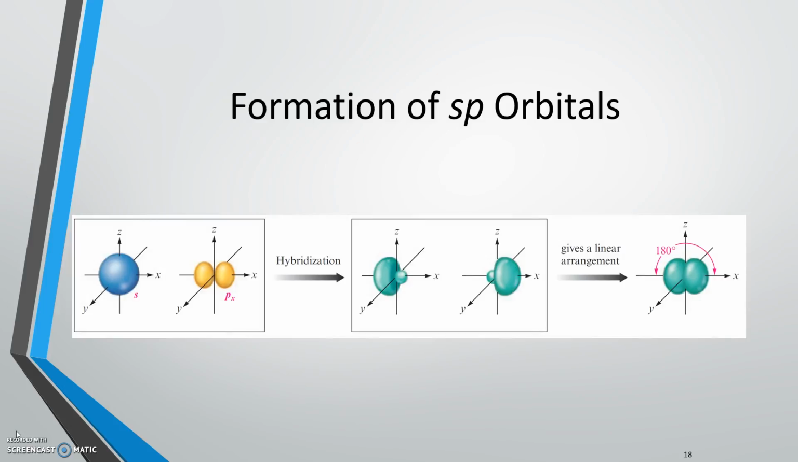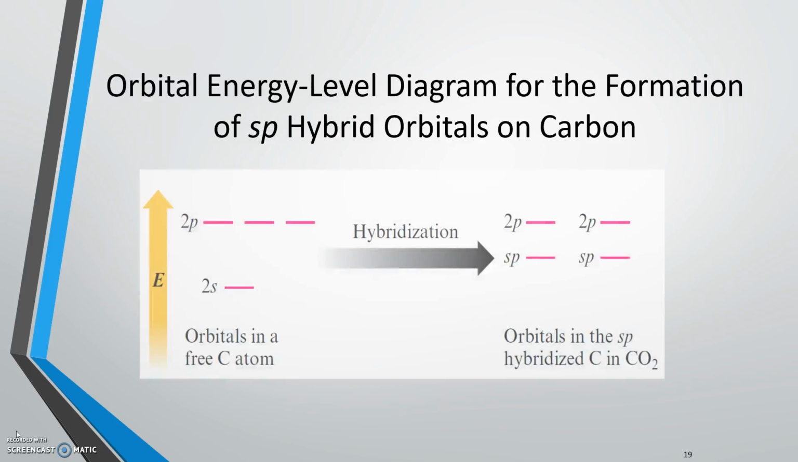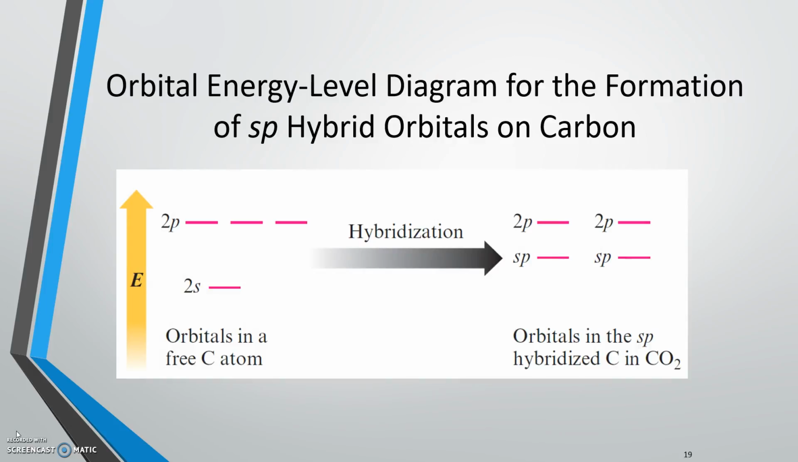Here is a look at the shapes. Again, we have an individual s and individual p, and after they're hybridized, the shape of the sp orbital. Orbital energy, again, we can see on the left differing energies after the hybridization, 2 equivalent sp orbitals, and then the 2p orbitals that are left over.